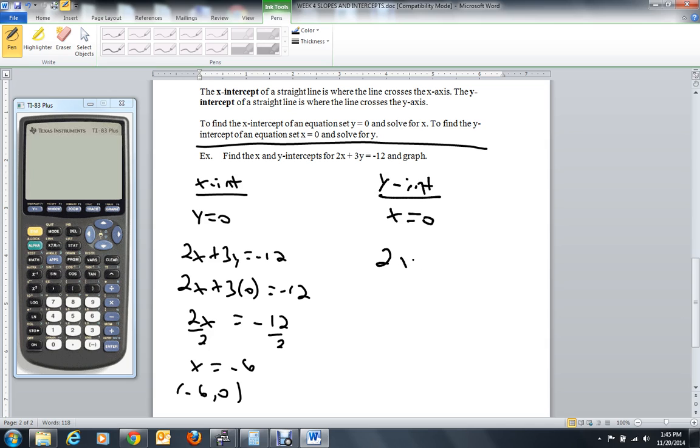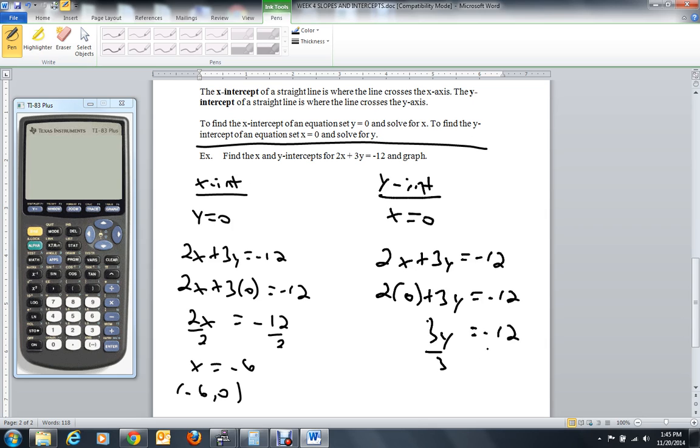So we're going to take the equation. This is so much fun. You replace the x with a 0. I'm getting kind of slap happy. I'm talking to myself. 2 times 0 is 0, and 0 plus 3y is 3y equals negative 12.